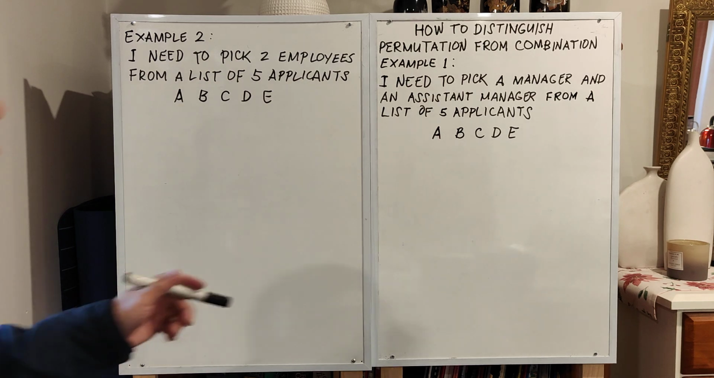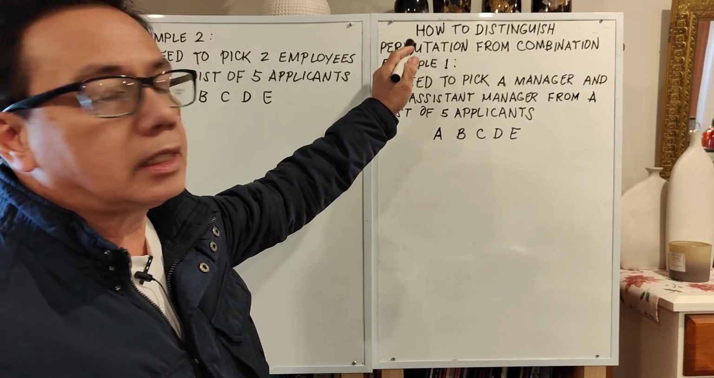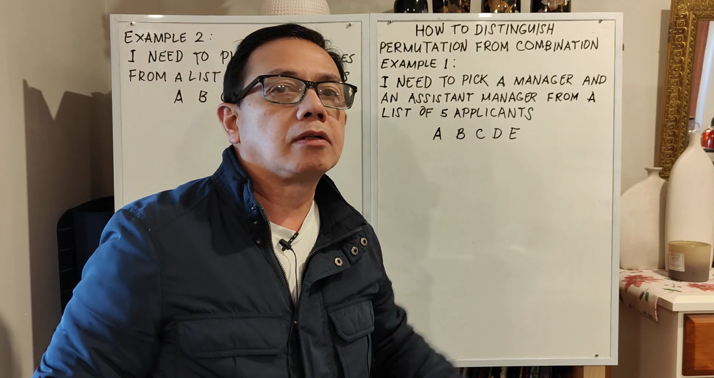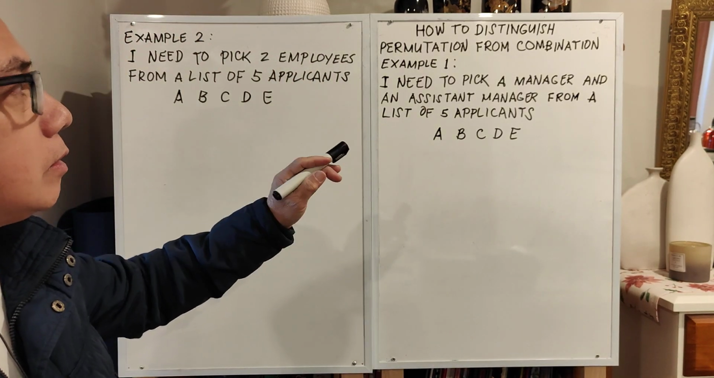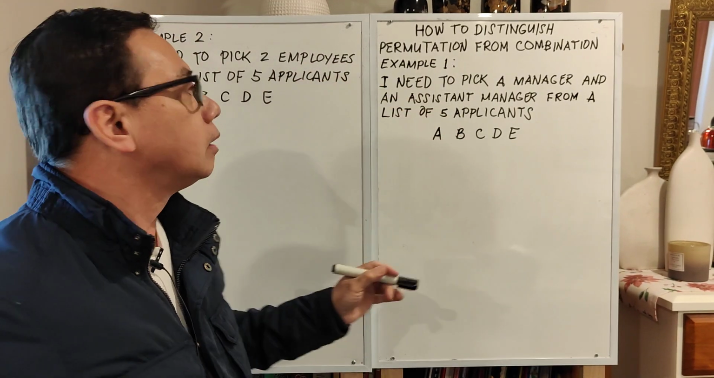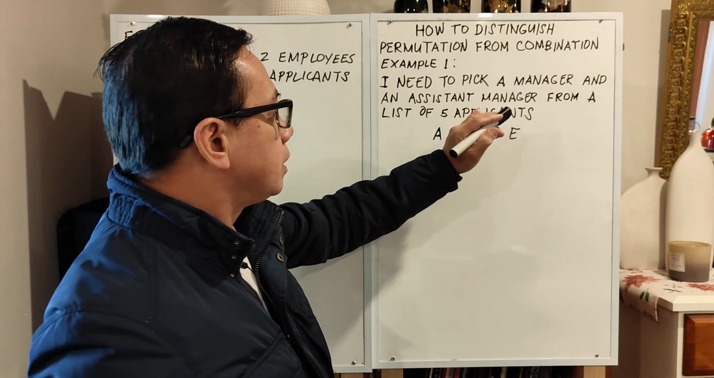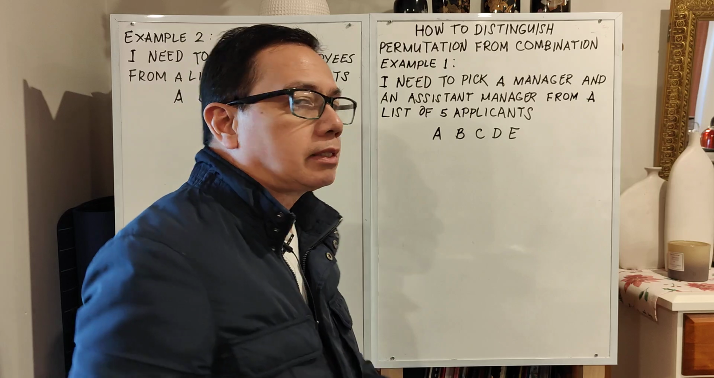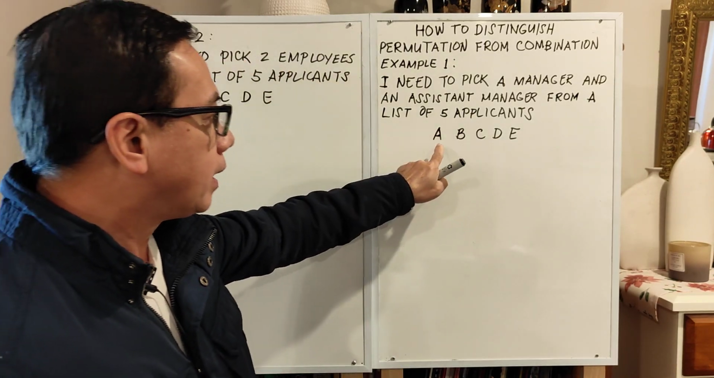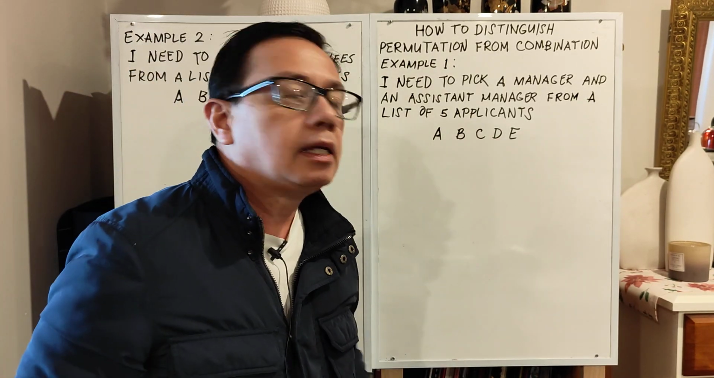The formula for permutation is different from combination. So we need to know if the question is permutation or combination. Here's an example. I need to pick a manager and an assistant manager from a list of 5 applicants. We have 5 applicants, A, B, C, D, and E.